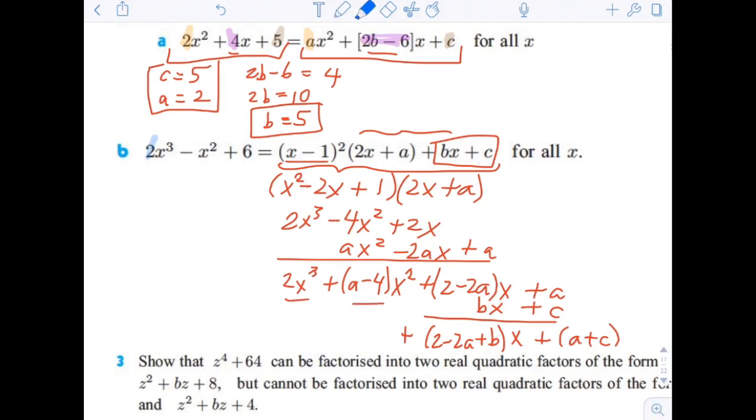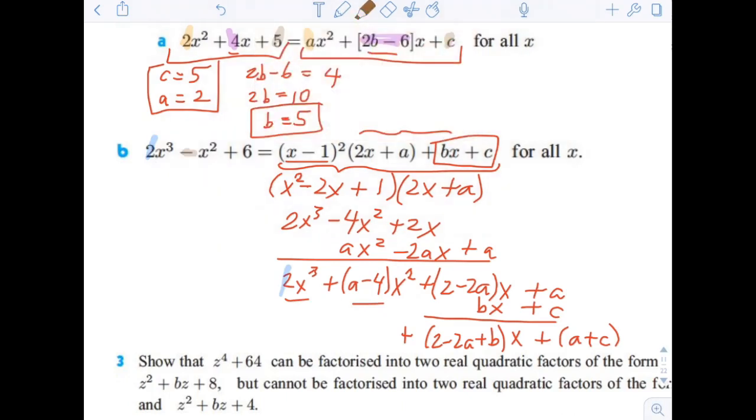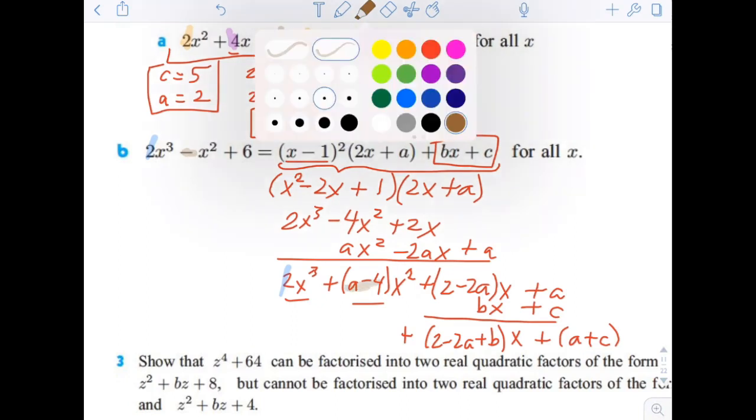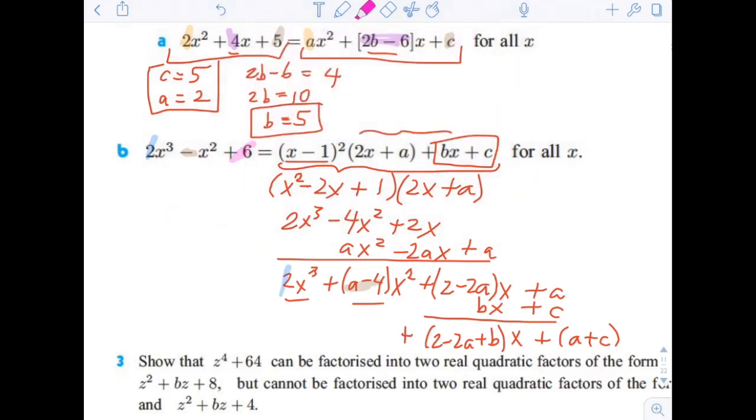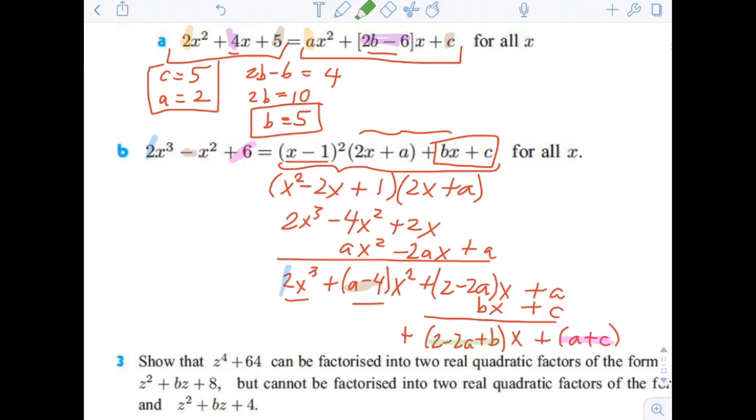So let's match up the coefficients. So 2 is 2. That's good. Negative 1 is equal to a minus 4. Plus 6 is equal to a plus c. And 2 minus 2a plus b is equal to 0. So right off the bat, a minus 4, which is the brown coefficient, equals negative 1. So a is equal to 3.